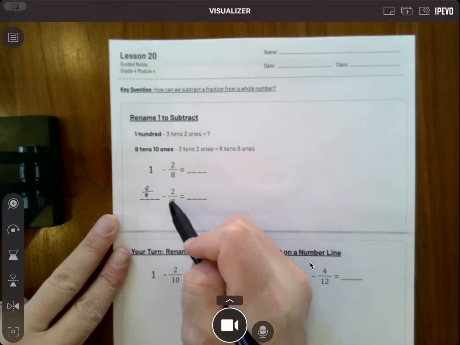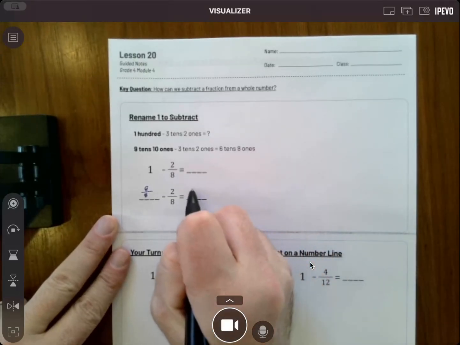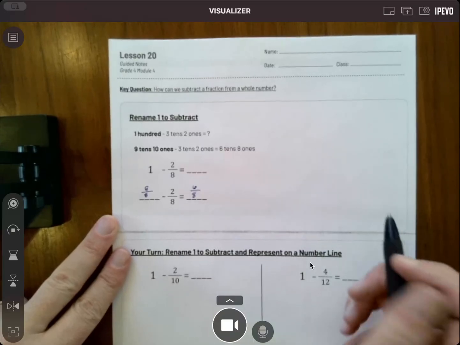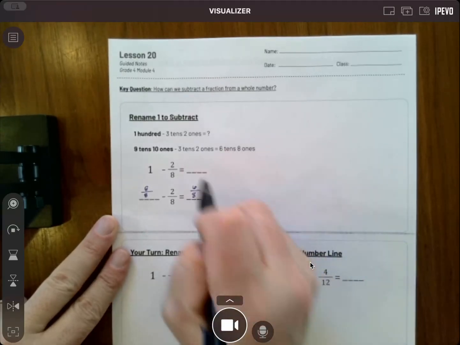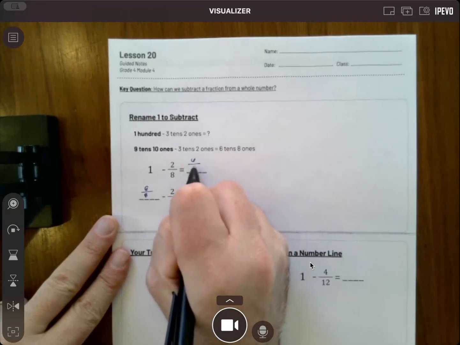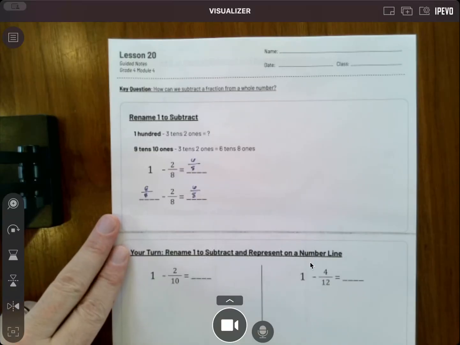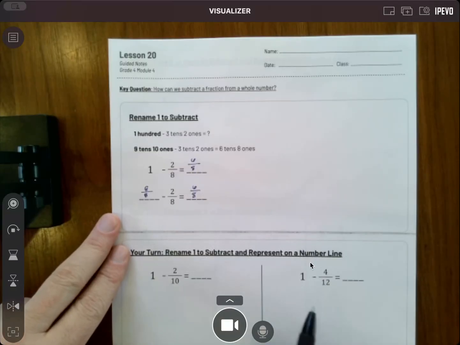So 8/8 minus 2/8 is 6/8. Therefore, 1 minus 2/8 is 6/8. All right? And we can represent this on a number line.